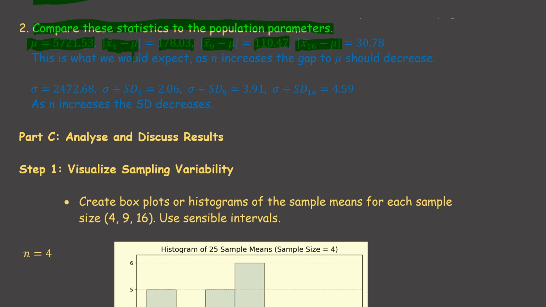Let's look at the standard deviation. If we do the population divided by SD4, it's 2.06. And remember, the sample there is size 4, so the square root is 2. That's really quite good. This one doesn't work quite as well because we would like to see a value of 3 there, 3.91. And if we do this one here, this is 4.59, and theoretically it should be 4. As n increases, the standard deviation decreases.